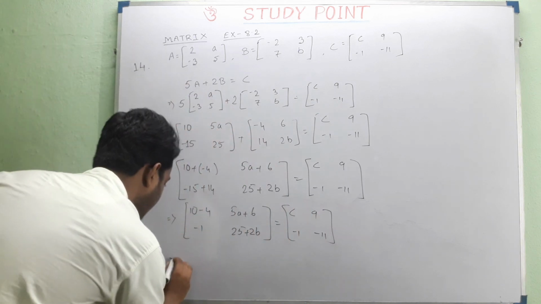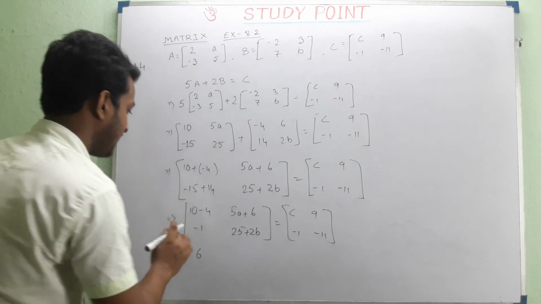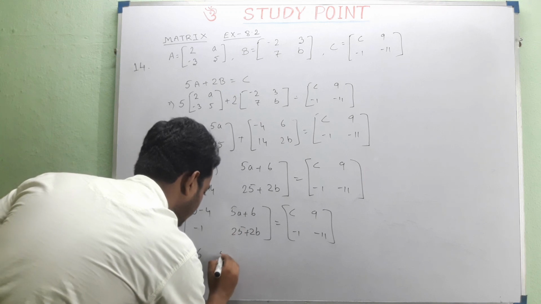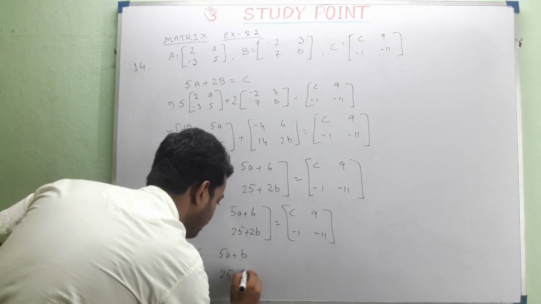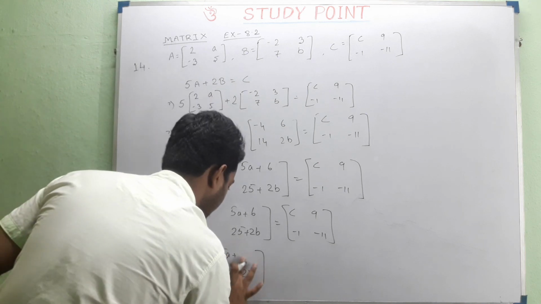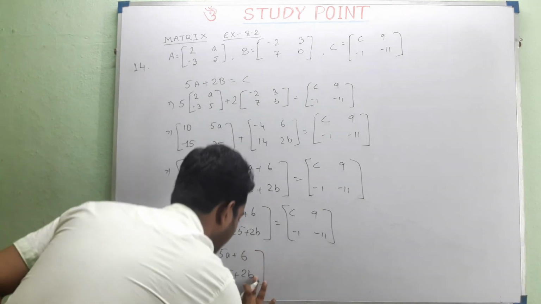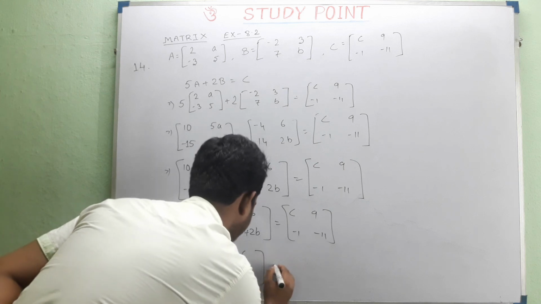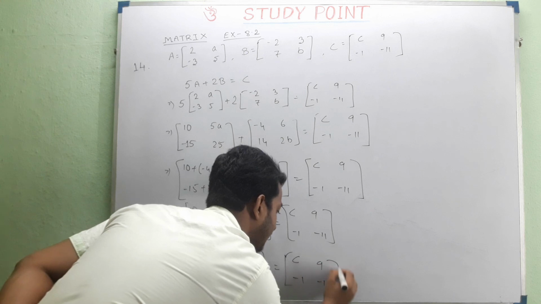Now in the next line you see 10 minus 4 is equal to 6, and it is minus 1, and these two terms will be the same as the previous line. Sorry, it was 6. Let's write B like this. C, 9, minus 1, minus 11.